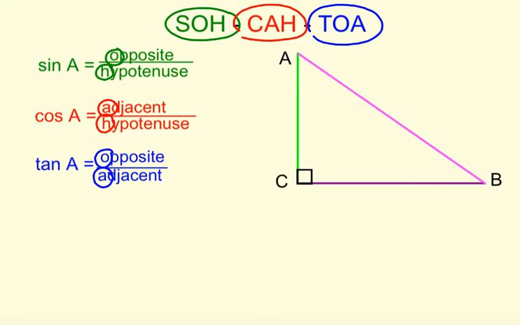Remember, if we're working with, let's say, angle B, side opposite is over here with line segment CA. Side hypotenuse is opposite the right angle, and then side adjacent is right there.